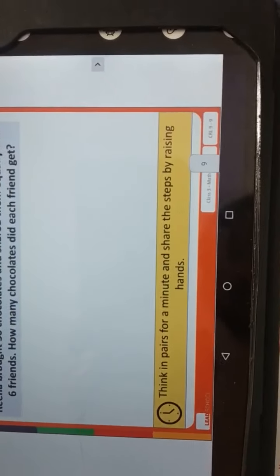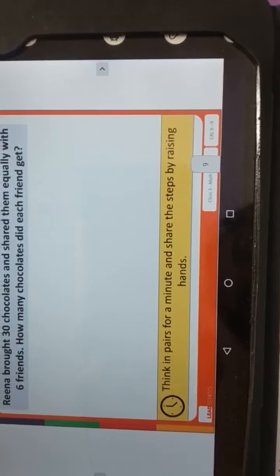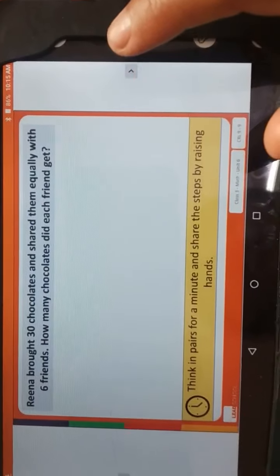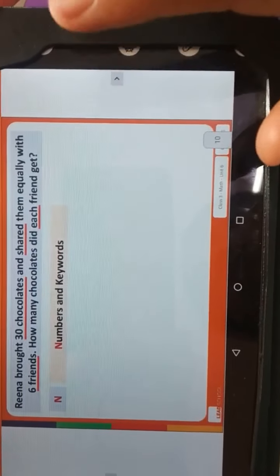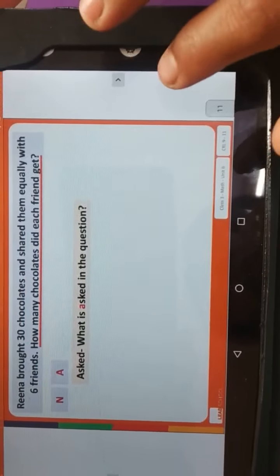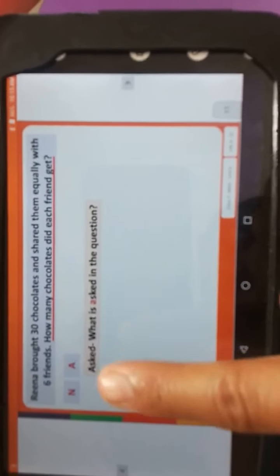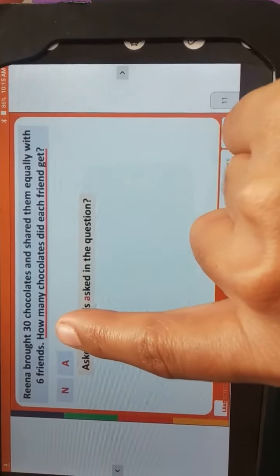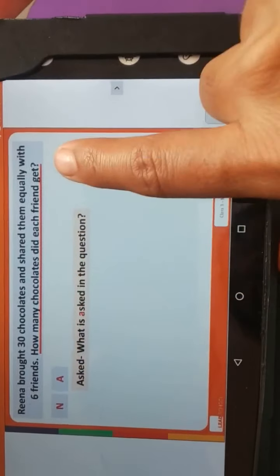Now, Reena brought 13 chocolates and shared them equally with 6 friends. How many chocolates did each get? First of all, we have to find numbers and keywords. So the numbers are 13 chocolates and 6 friends, and ask: how many chocolates did each friend get?